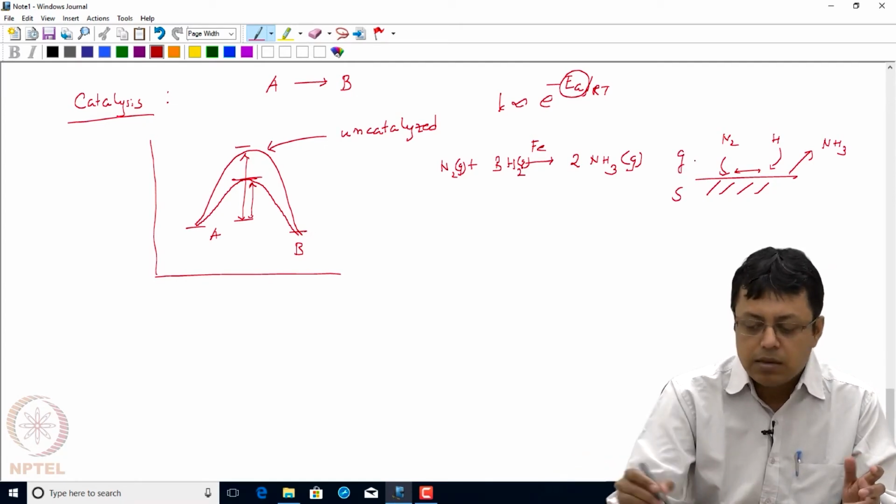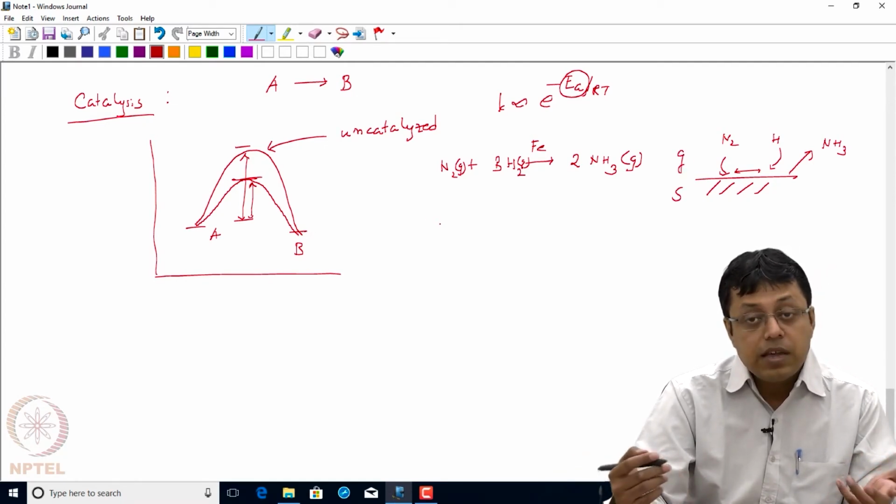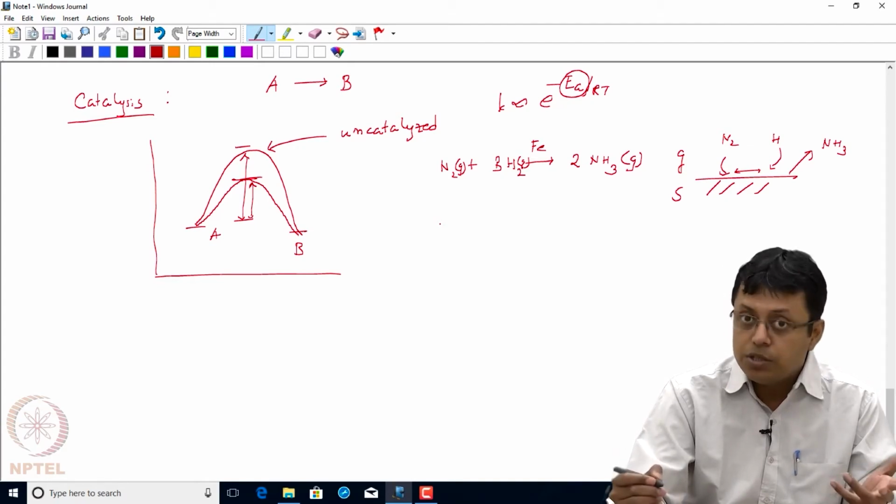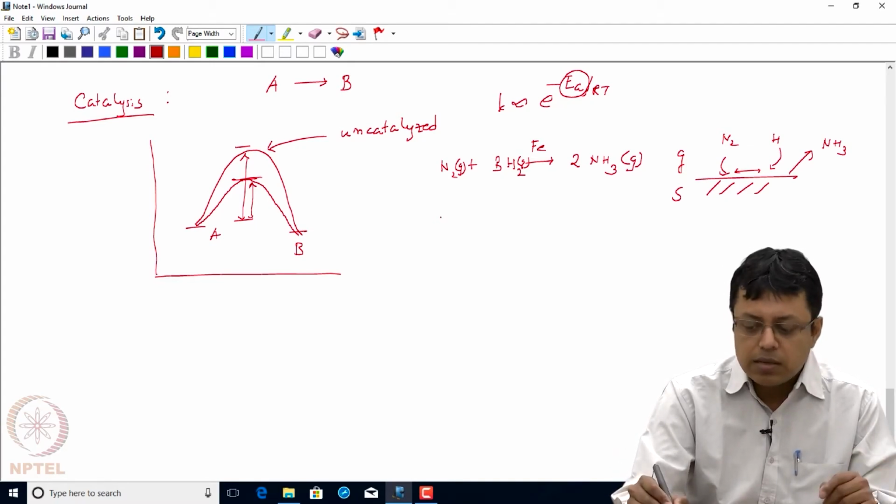Similarly, you can think of a same phase catalysis, which is known as homogeneous catalysis.